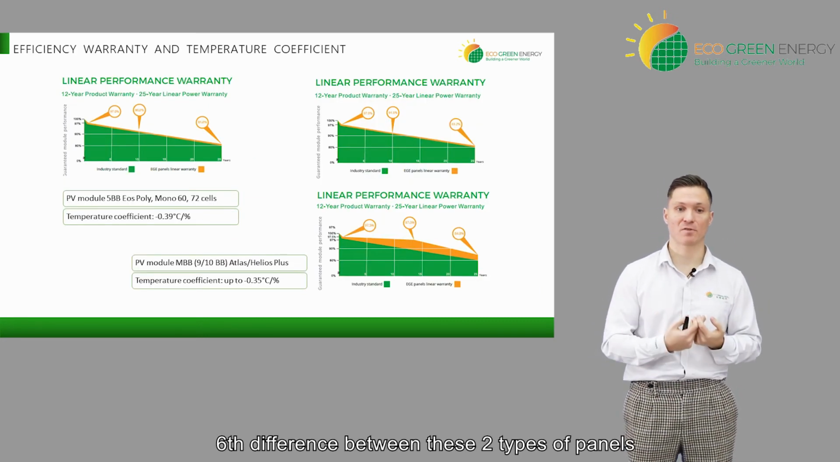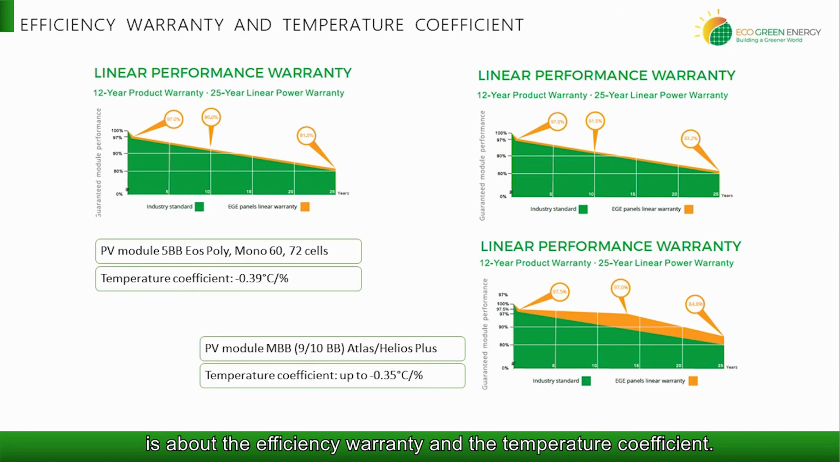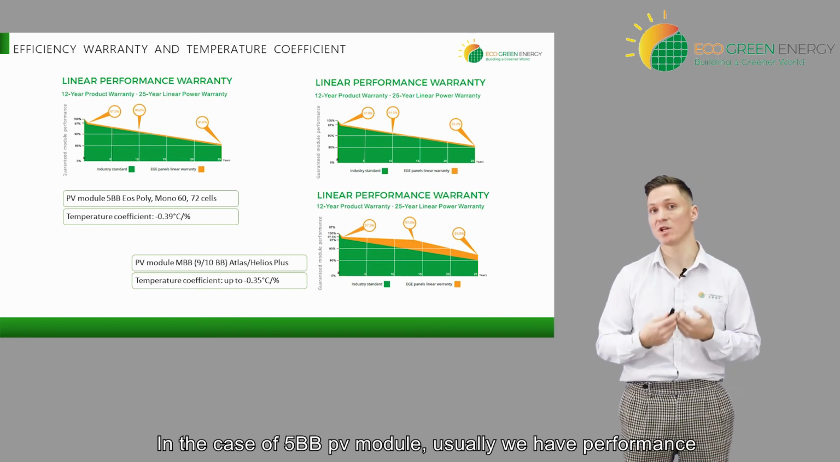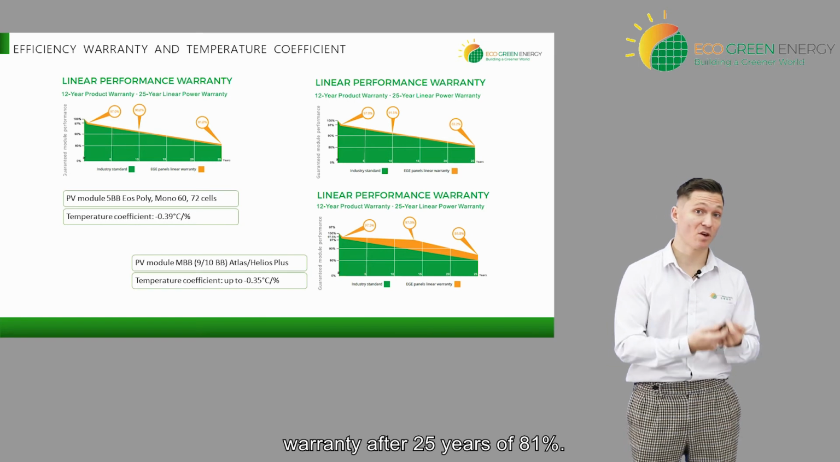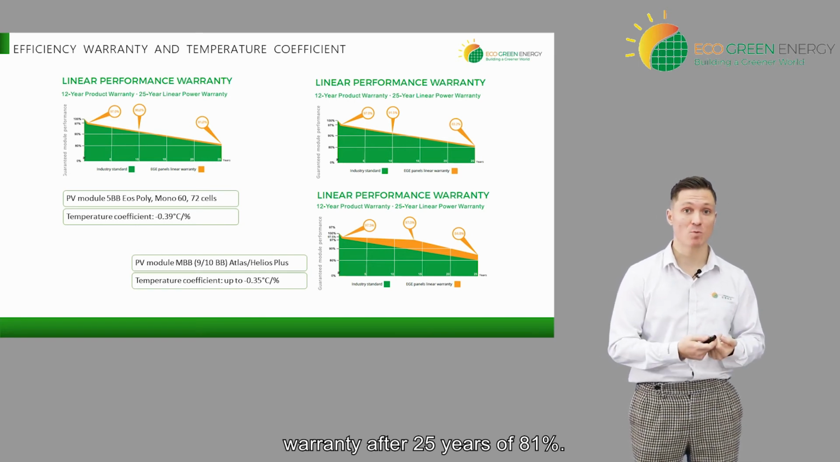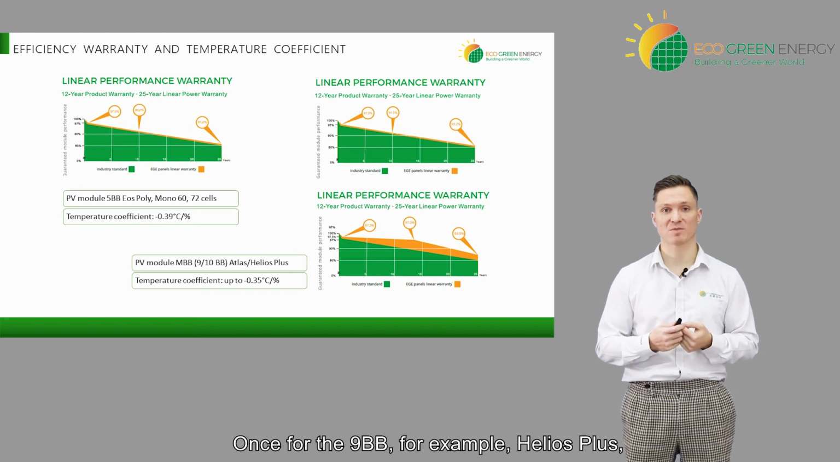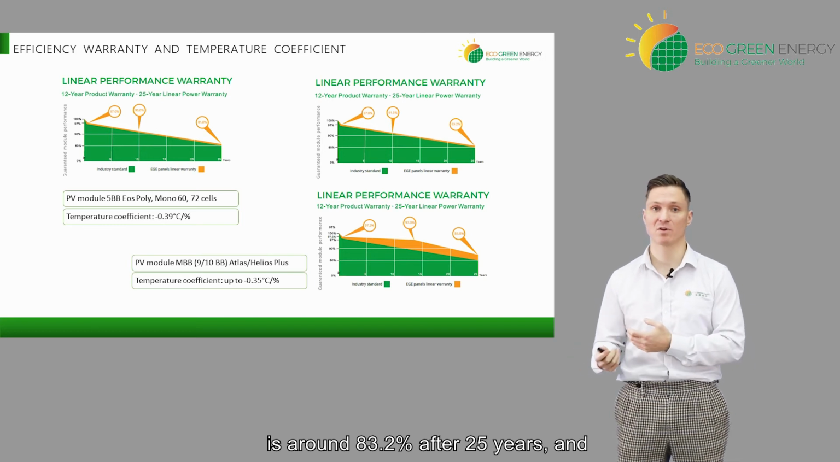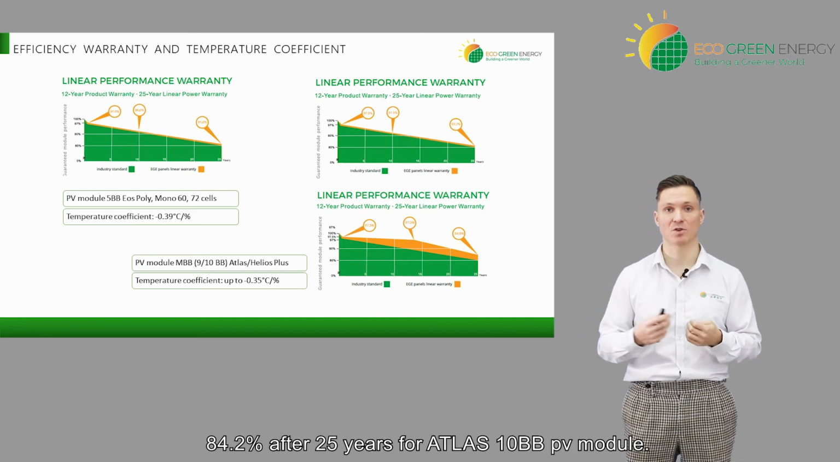The sixth difference between these two types of panels is about the efficiency warranty and the temperature coefficient. So here, for example, we have a linear performance warranty for the three types of panels, EOS, Helios Plus, and Atlas. In the case of the 5-busbar PV module, usually we have a performance warranty after 25 years of 81%. For the 9-busbar, for example Helios Plus, it's around 83.2% after 25 years, and 84.2% after 25 years for the Atlas 10-busbar PV module.